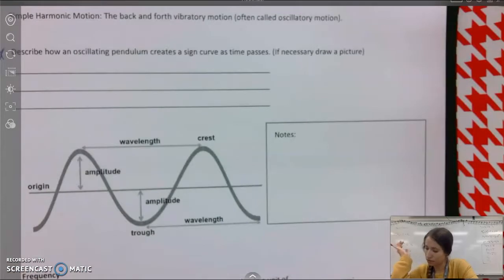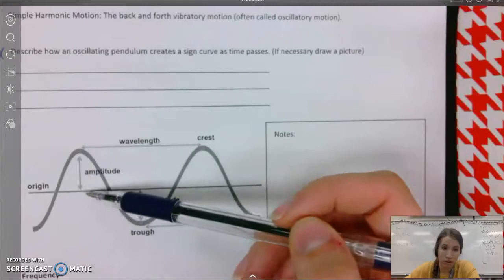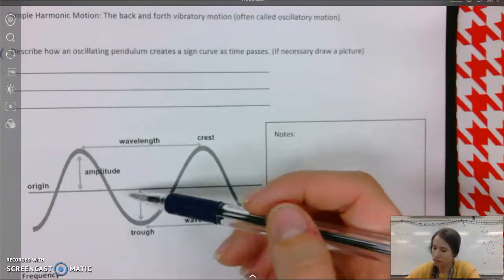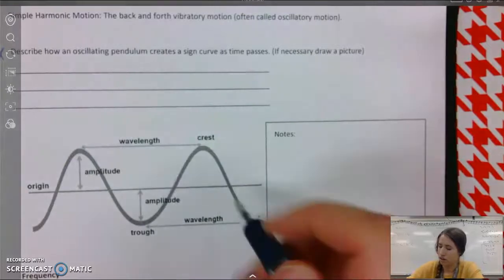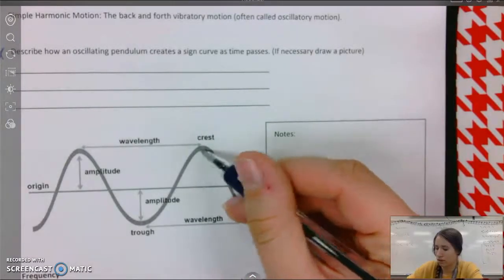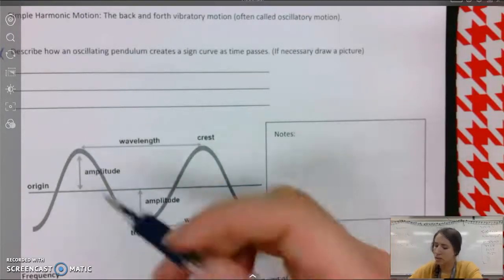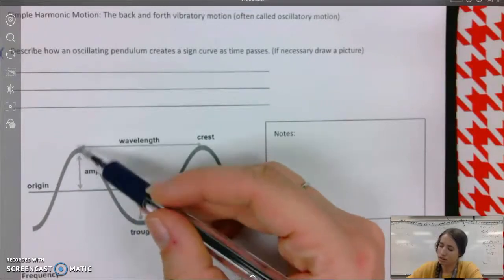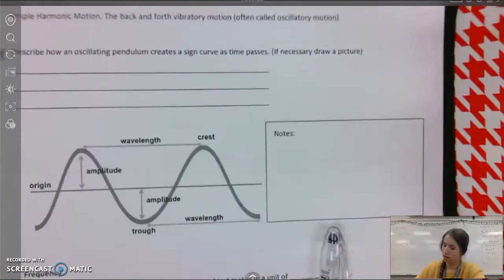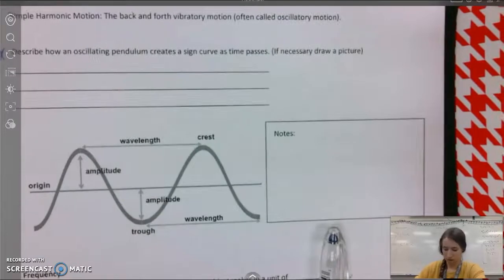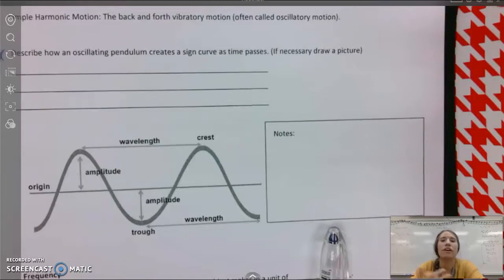So that's wavelength. And then we have amplitude, which is from the origin. Okay, so that's another common mistake. A lot of students will tell me amplitude is from the crest all the way down to the trough, and that's not the case. That would be twice the amplitude. So it's either from the origin to the crest or the origin to the trough. And wavelength and amplitude are both measured in meters, or a distance measurement. Centimeters, millimeters, or smaller, bigger as well.